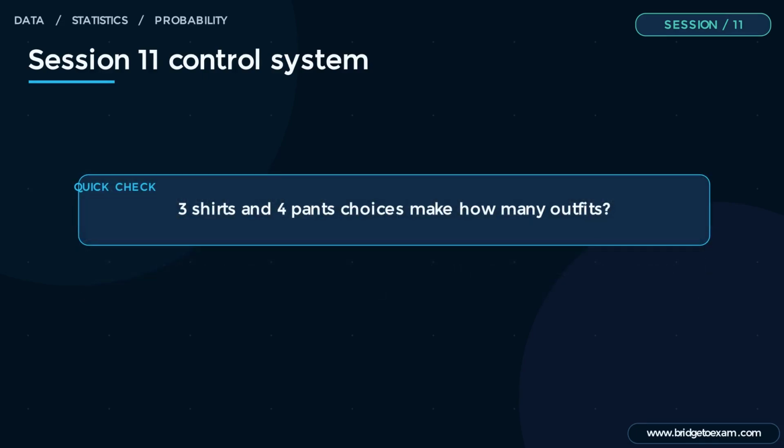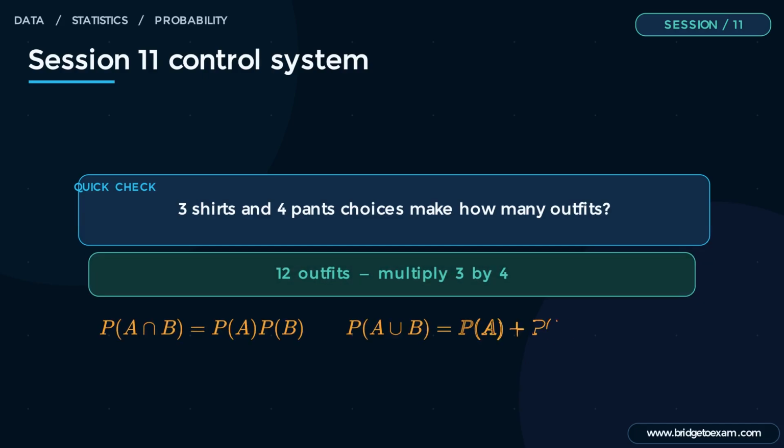Quick check. 3 shirts and 4 pairs of pants can form how many shirt and pants outfits? Multiply 3 choices by 4 choices. There are 12 outfits.